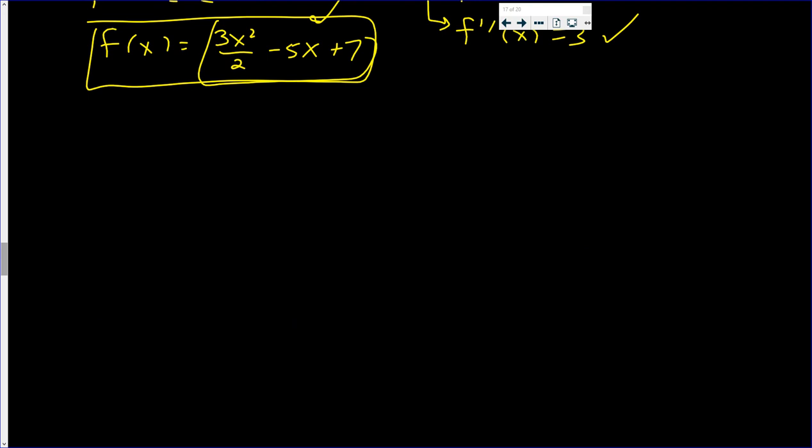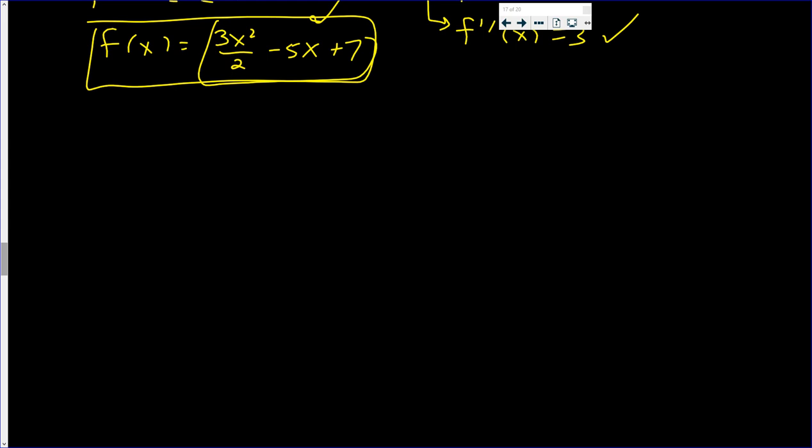Now, suppose they give you the following. Again, find f of x. They tell you that f double prime of x is 6x. They tell you f prime of 1 is 3, and f of 0 is 4.